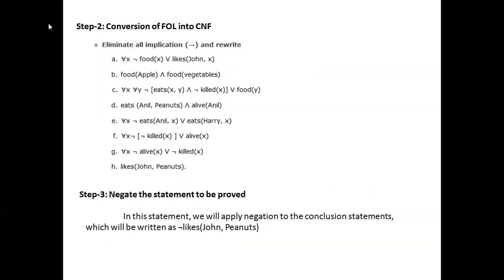So here is the third step: negate the statement to be proved. We apply negation to the conclusion statement, which is written as ¬likes(John, peanuts).